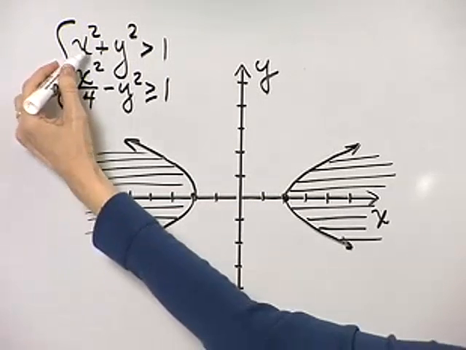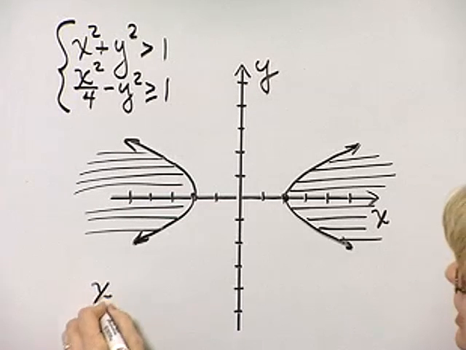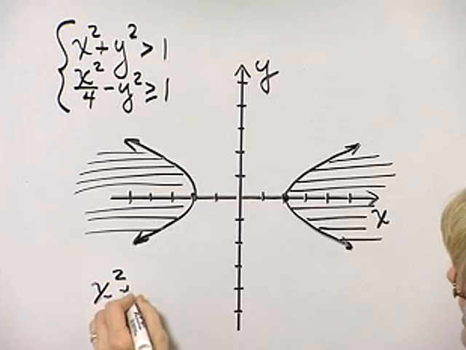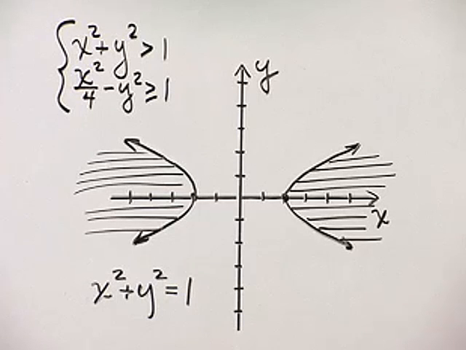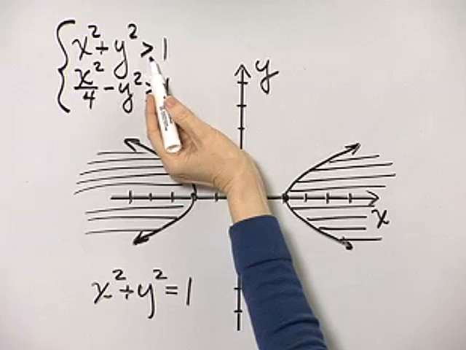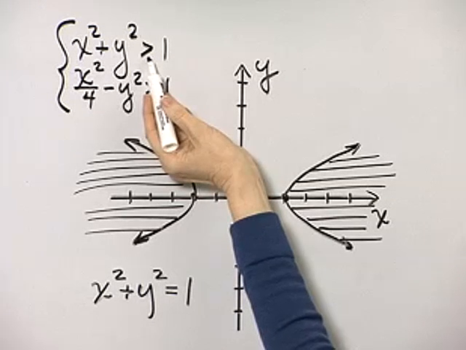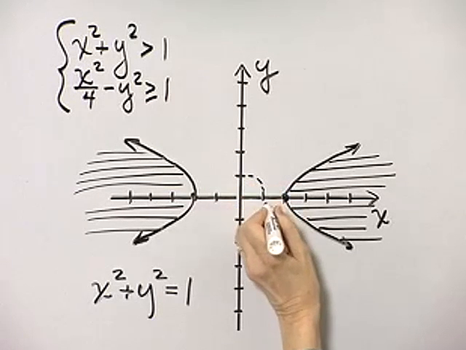Now let's look at the first nonlinear inequality in our system, and to see the shape of the boundary line, remember we look at the equation. What is the graph of x squared plus y squared equal to 1? Remember, that's a circle with center (0, 0) and radius square root of 1, or 1. So I will also, by the way, sketch my circle with dashed segments because of the strictly greater than.